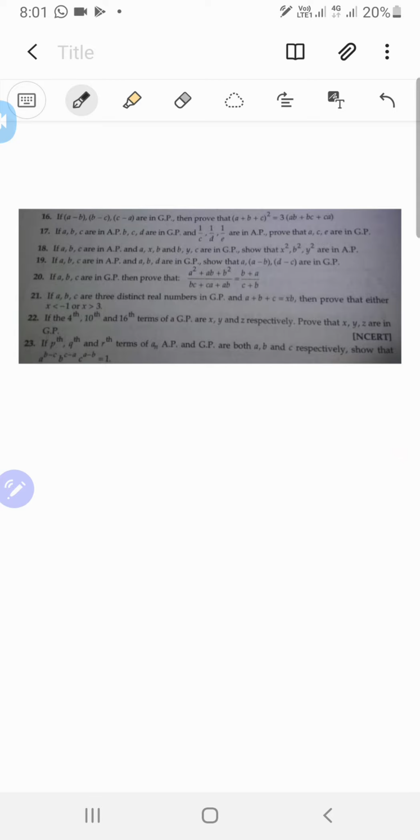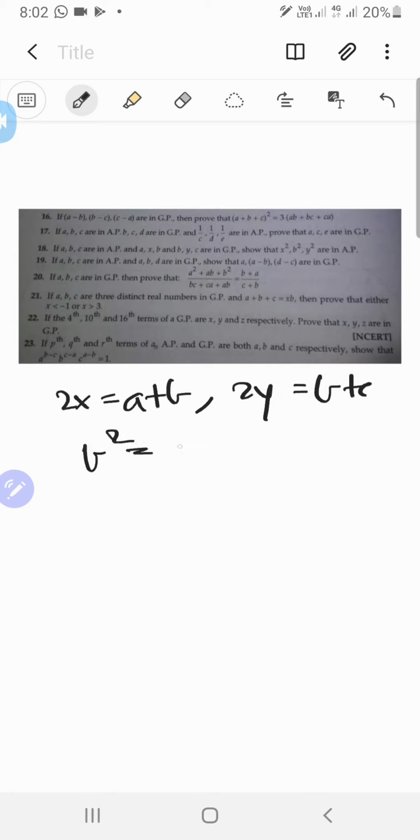Okay, let's go to the next question, which is if A, B, C are in AP and A, X, B and B, Y, C are in GP, show that x squared, b squared and y squared are in AP. Okay, fine, let's see. So we will have 2x equals to a plus b and 2y equals to b plus c, and we will have b squared equals to ac.